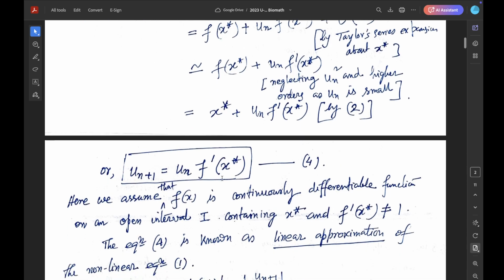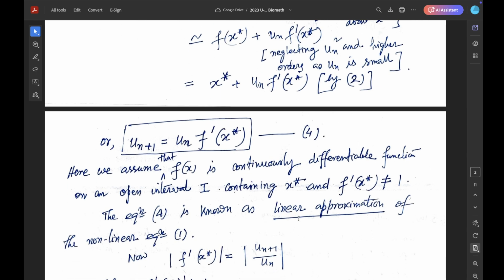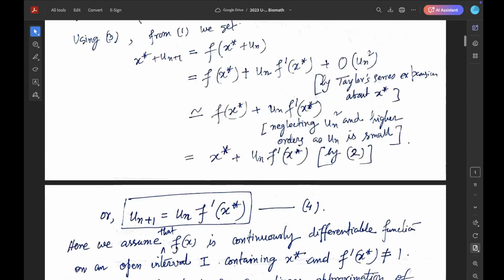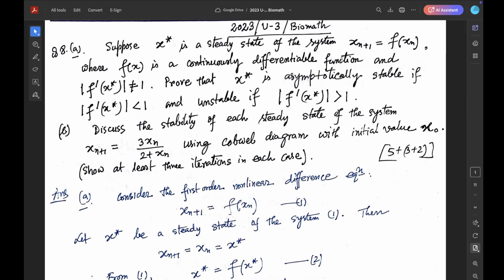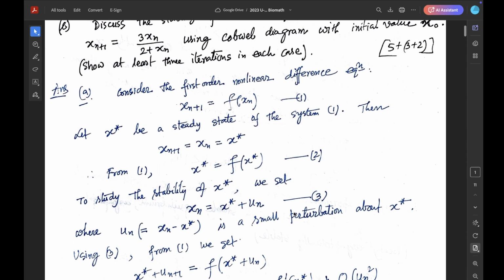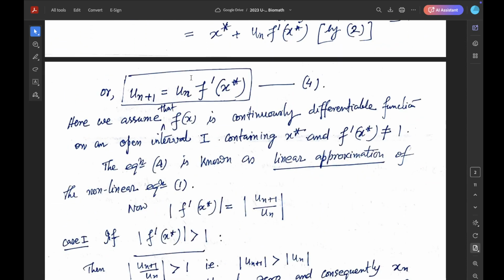Equation 4. Here we assume that f(x) is a continuously differentiable function on an open interval I containing x star and f'(x star) is not equal to 1. Equation 4 is known as the linear approximation of the nonlinear equation 1. This given equation x_{n+1} = f(x_n) is the nonlinear difference equation, so the corresponding linear approximation is given by 4.